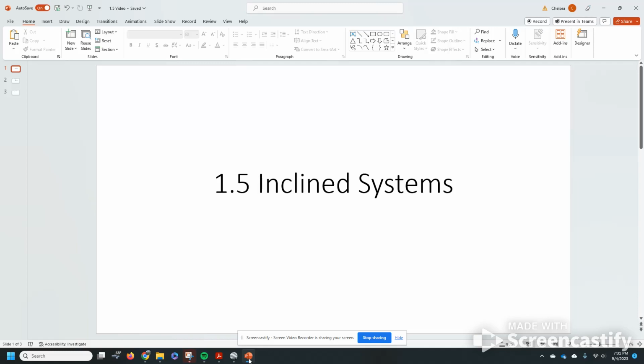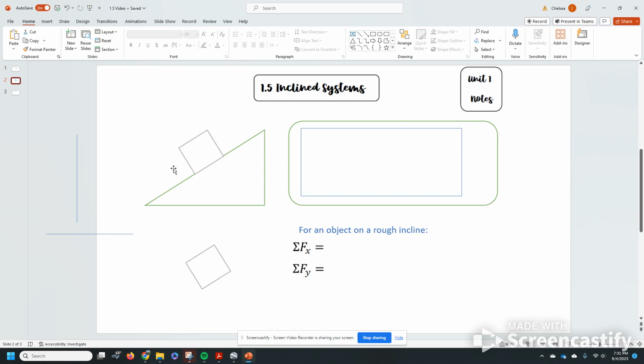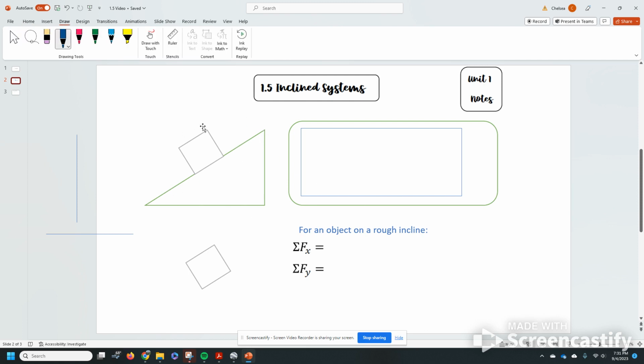Everybody. Today we're going to go through our last topic in Unit 1, 1.5, Inclined Systems. So today we're going to be talking about objects and systems of objects on an incline and how we deal with breaking down forces in that situation. So here we have a block that is sitting on an incline. Let's assume that it's a rough incline and it's stationary. So for a stationary block on a rough incline, what forces are acting on this block?